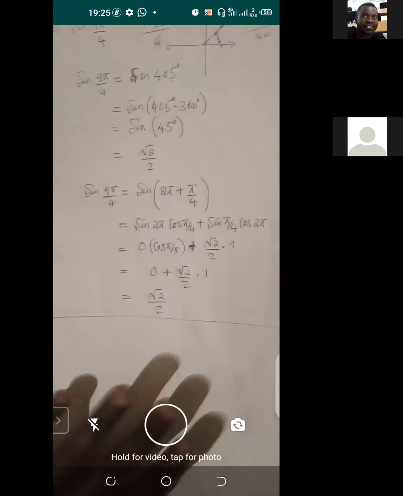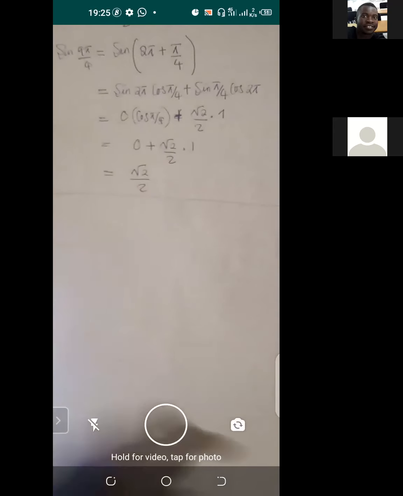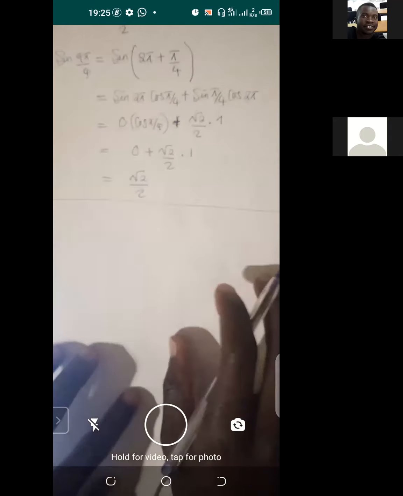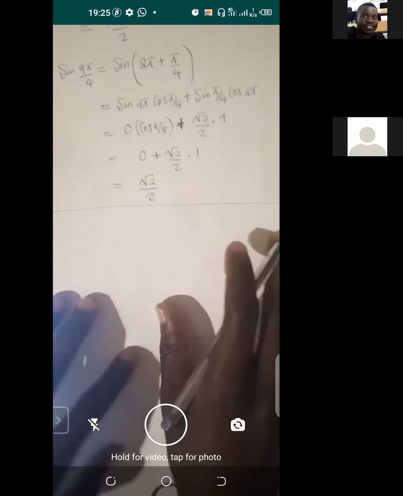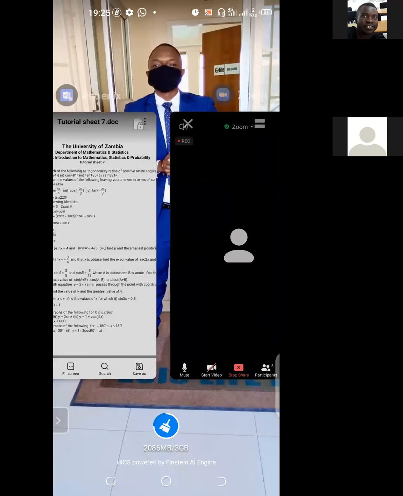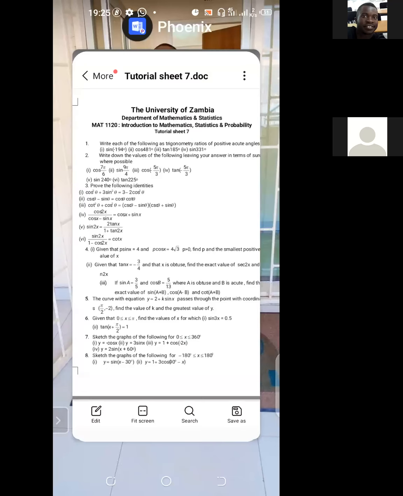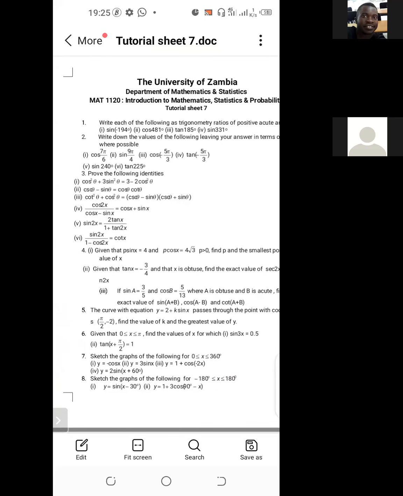Okay, let's move on to question 3. So that is your question 3. We have it there. Question 3 is asking us to prove the following identities. The first one is cos squared theta plus 3 sine squared theta is equal to 3 minus 2 cos squared theta. So let's look at that one.